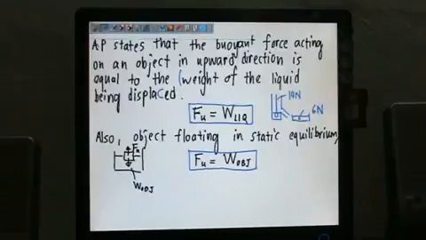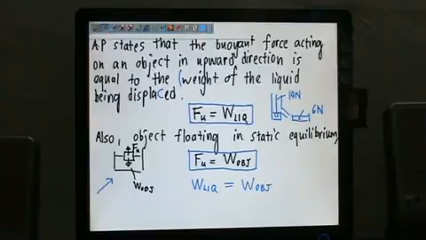Okay, with this in mind, we look at this diagram and the object is in static equilibrium. Of course it's not really static because it will keep moving up and down, but we are talking about the ideal state. Ideally speaking, they stop moving. Going down equals moving up, so Fu equals W of the object. You must remember these two formulas very well because you are going to use them quite often. The weight of the liquid equals the weight of the object.